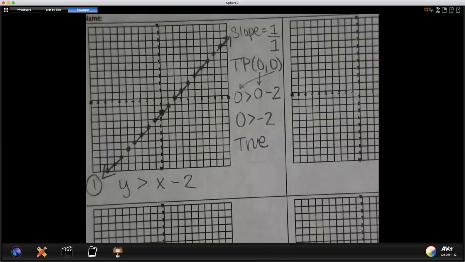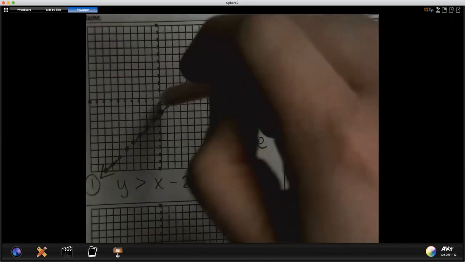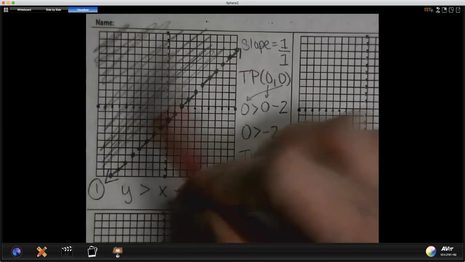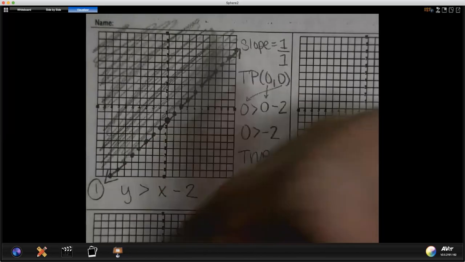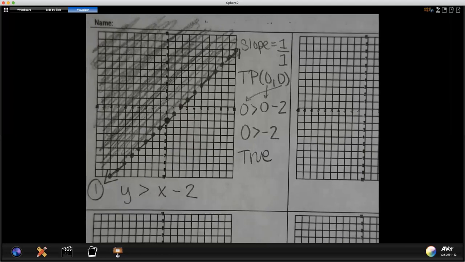Now, what side was (0, 0) located on my graph? If I plotted (0, 0), is it on the left side or the right side? Left side. So therefore, because it's true, I should shade on the left side. Simple shading will do like this. Okay. And we are done with that problem.